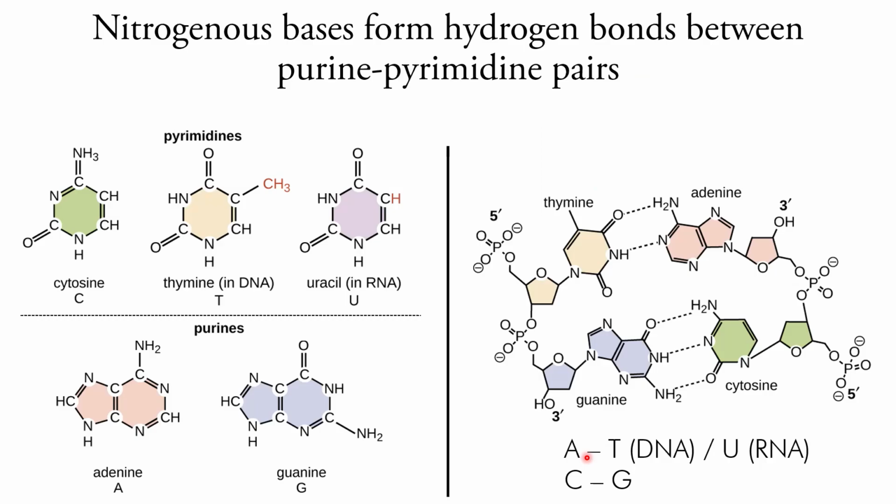Know also that your nitrogenous bases are making hydrogen bonds, and they're bonding specifically between purine and pyrimidine pairs. So adenine bonds with thymine. Guanine binds with cytosine. And in RNA, adenine bonds with uracil. See how uracil and thymine are very, very similar, except for the fact that thymine has that additional methyl group right there.